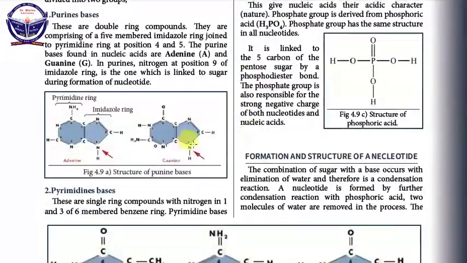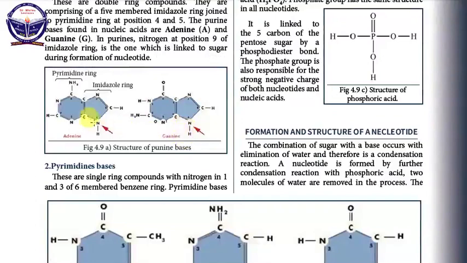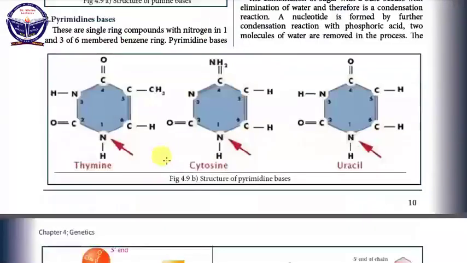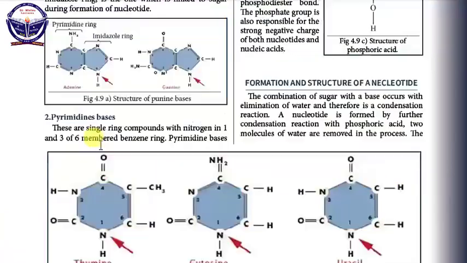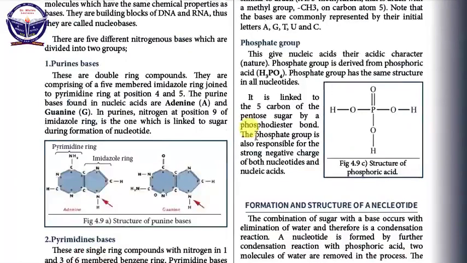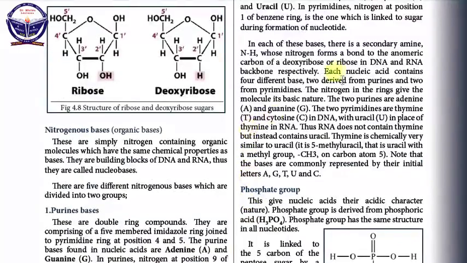That means you can observe this secondary amine, this nitrogen here, and this nitrogen here, a nitrogen bonded to hydrogen, and again here we have nitrogen bonded to hydrogen. All of these NH groups, they are secondary amine groups, because the nitrogen is bonded to 2 carbons. So these secondary amine groups are the ones which bond to the sugar during formation of a nucleotide, either in DNA or RNA backbone.